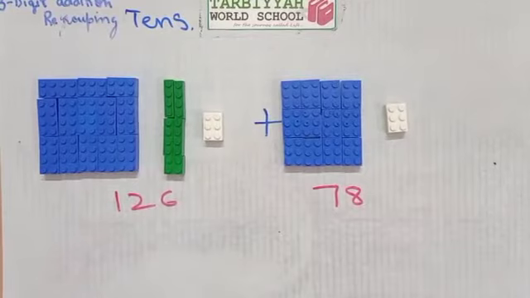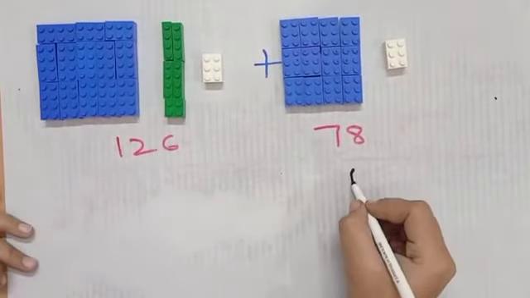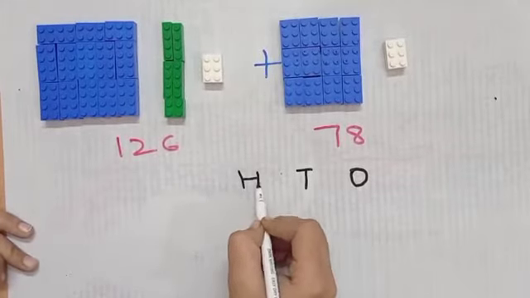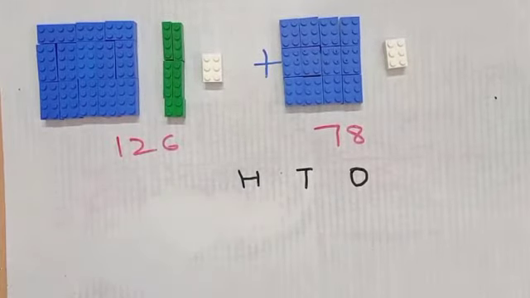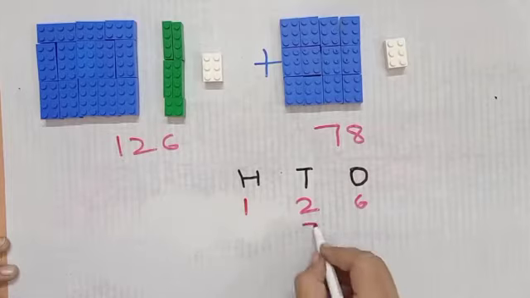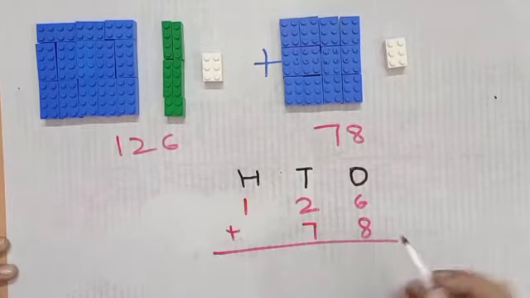Now what we have to do? We have to write the places. See, we have to write the places: ones, tens, 100. Now we have to write the numbers. So what is the first number? 126. Then we have to add 78.